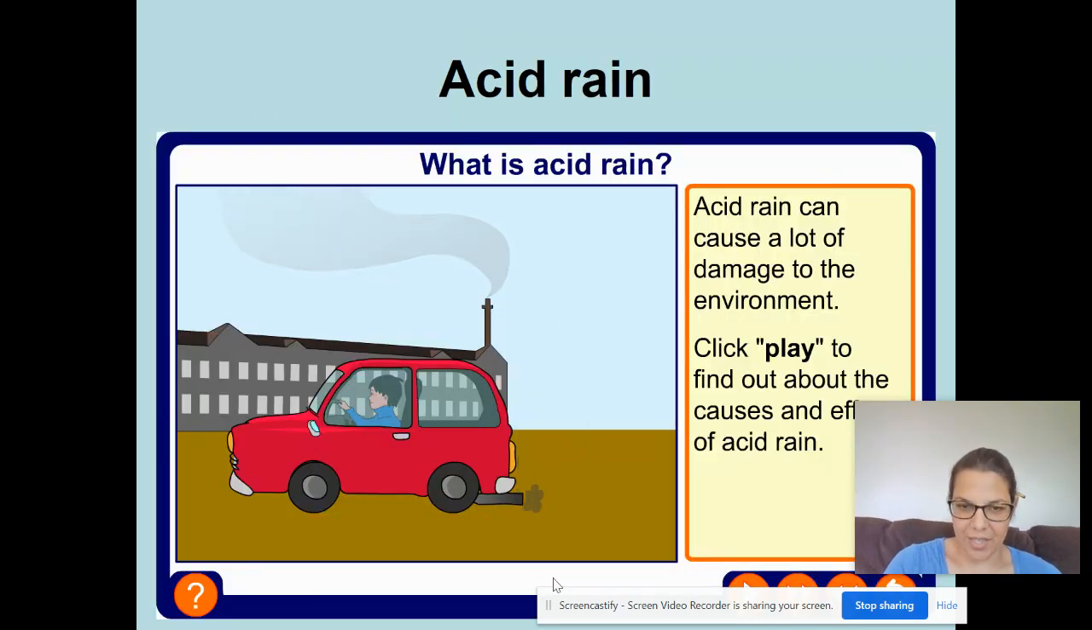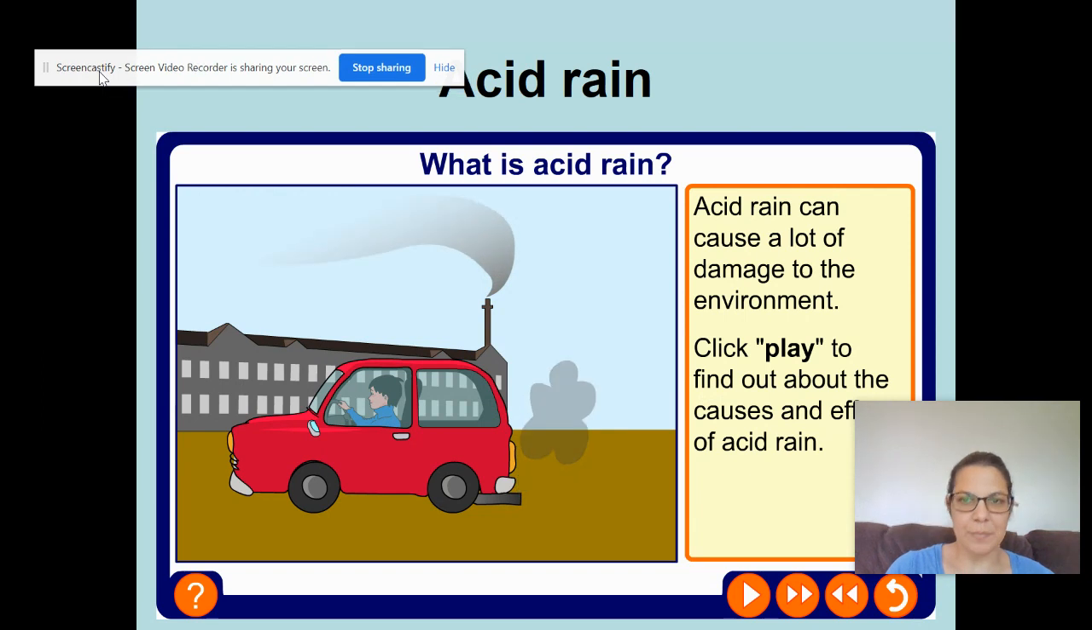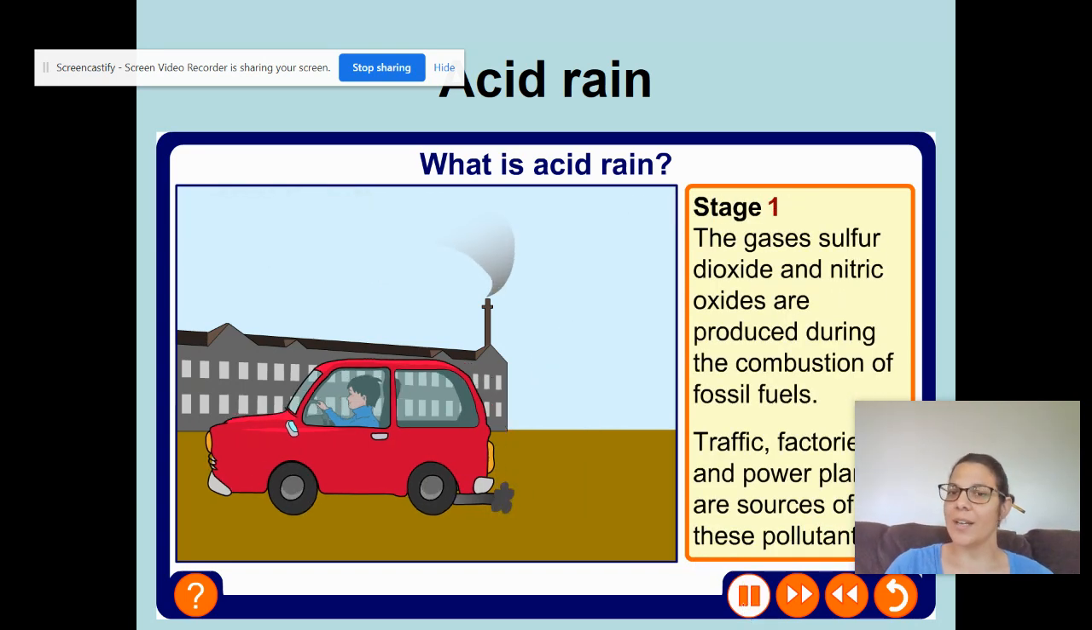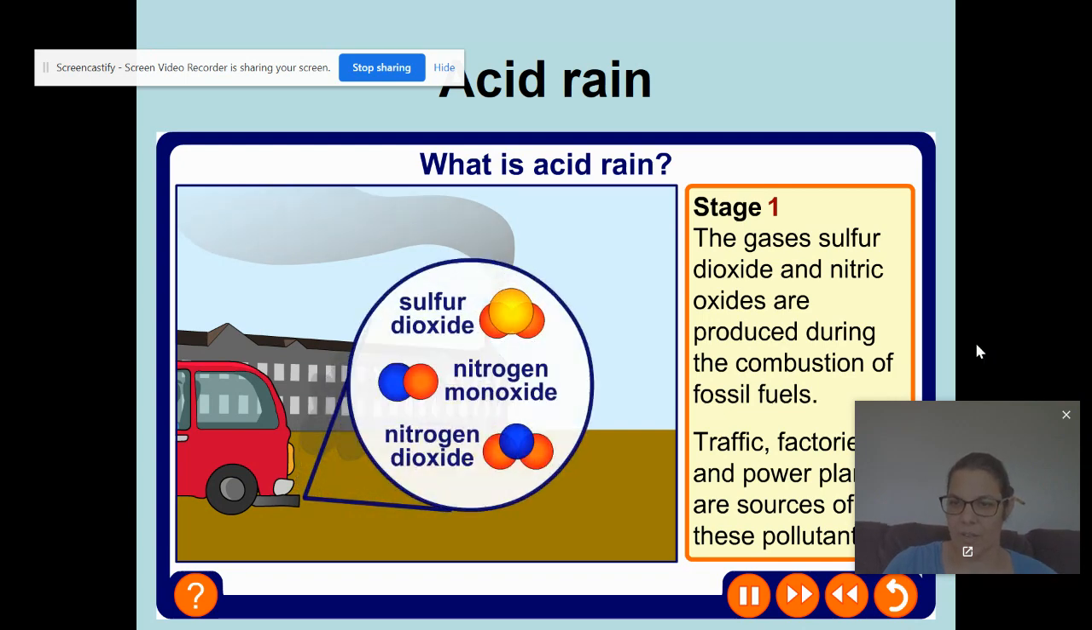Here's a fun thing. I'm going to put that up there. Acid rain can cause a lot of damage to the environment. So, stage 1, the gas.